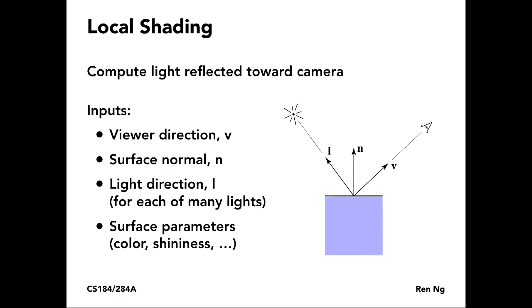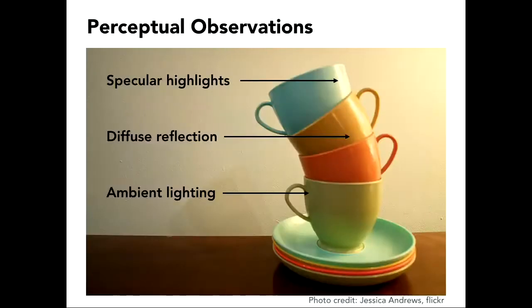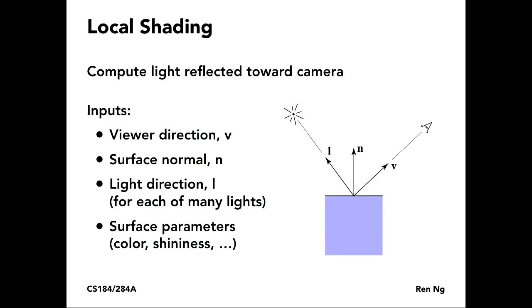Yeah, good question. These are names that were given phenomenologically. Basically, the ambient term is going to be approximated here as a constant in the simple model, and then the diffuse term is going to depend on the orientation to the light. So hold that question and you'll see the mathematics for it.